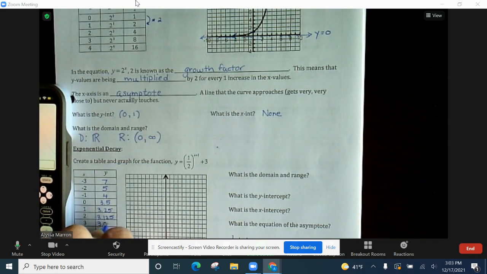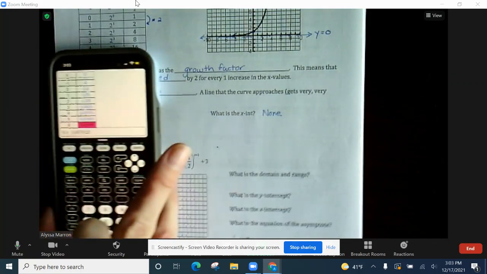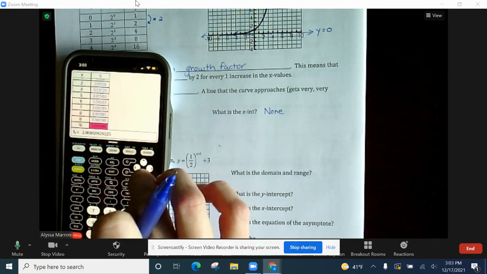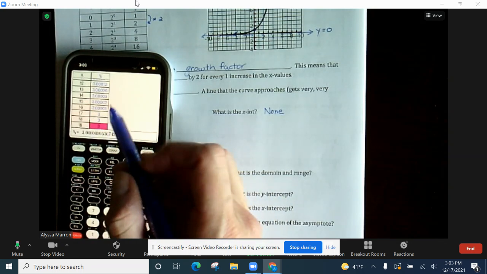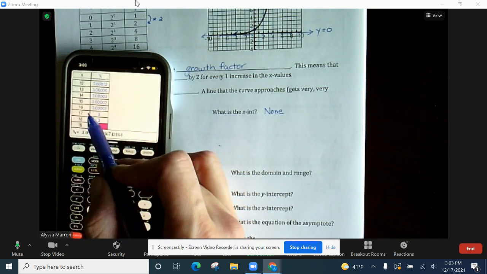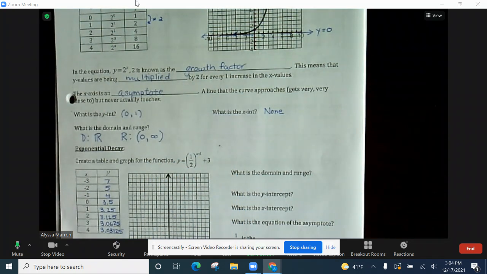And you can see that these numbers are getting very, very close to a value of 3 without actually reaching it. Now, if I were to scroll down in the table, it would appear as though we reach a value of 3, but that's just because our calculators can't display that value with any more decimals without it just looking like a 3. But it never actually will touch or cross that value.